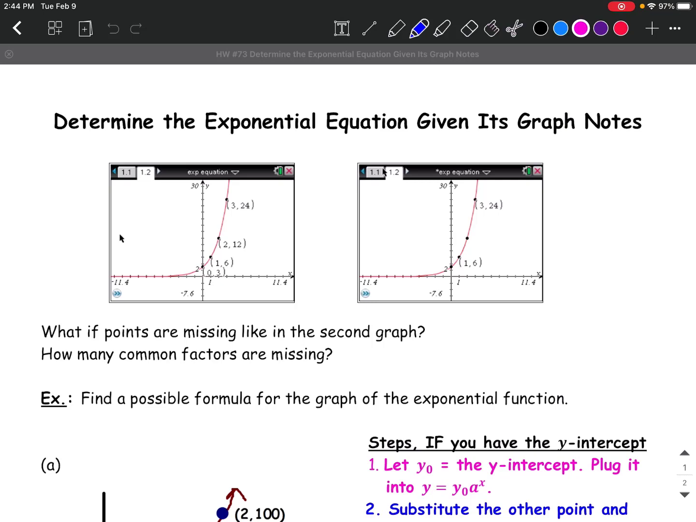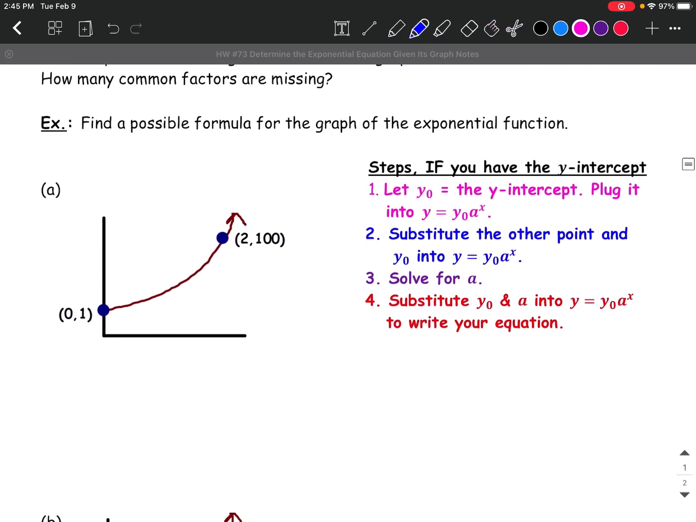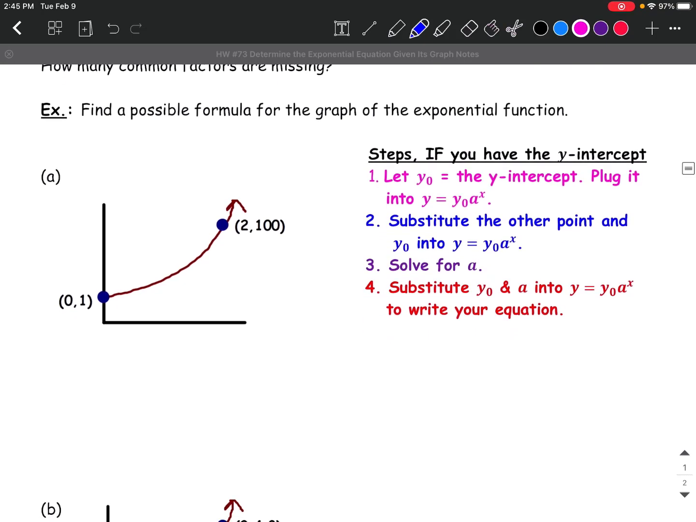When you have fewer points, like in the second one, and one of those points is not necessarily the y-intercept or the initial value, it can be a little more tricky. So that's what we want to look at today. So the first type we're going to look at is when the y-intercept is indicated on the graph.